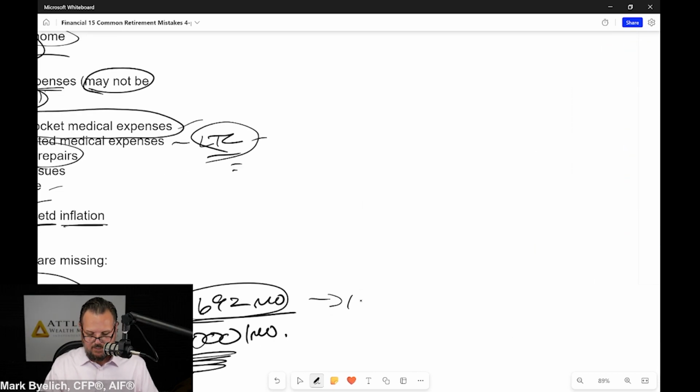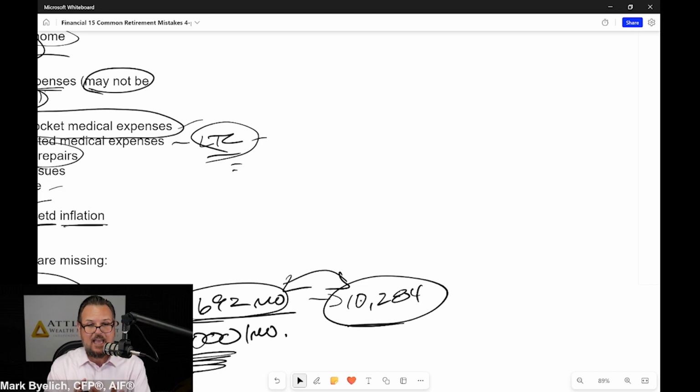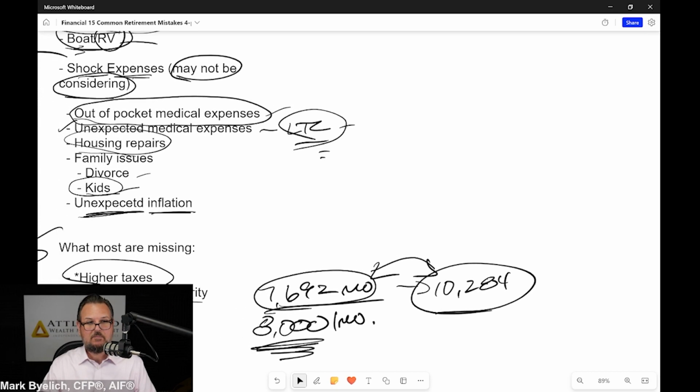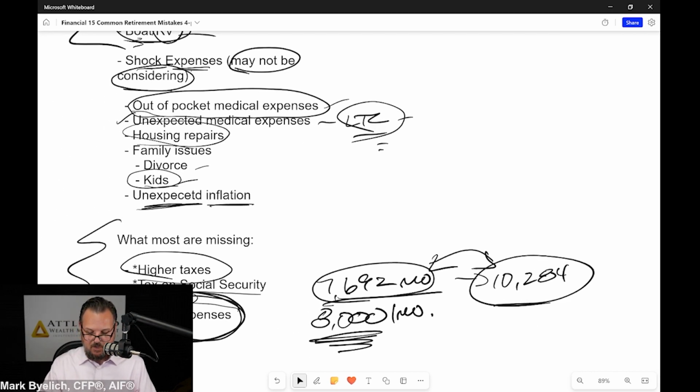$7,692 a month becomes $10,284 a month. I'm just kind of making that up, but that's a big difference, and that is not an unusual difference. Let me go back and just say that when we flesh that out, this $7,692 a month here can become $10,284 a month. That is a very, very big difference and can have a huge impact on your financial plan and the success of your plan.